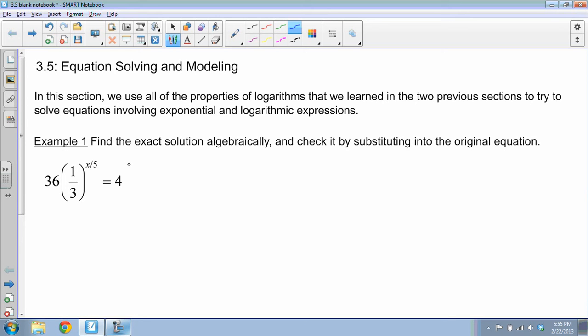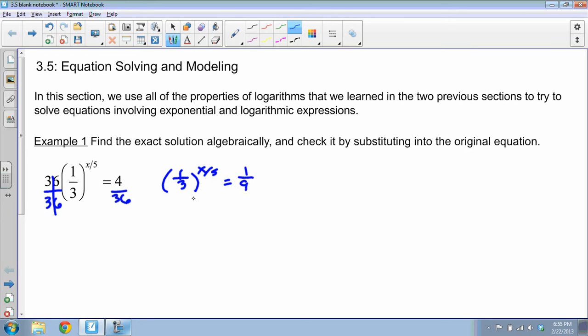So in example 1, it says find the exact solution algebraically and check it by substituting it into the original equation. So here we have 36 times this exponential expression, (1/3) to the x over 5, equals 4. The first thing I want to do is get the exponential expression by itself. So I'm going to divide by 36 on both sides. So this is going to give me (1/3) to the x over 5 equals 4 over 36, which reduces to 1 over 9.